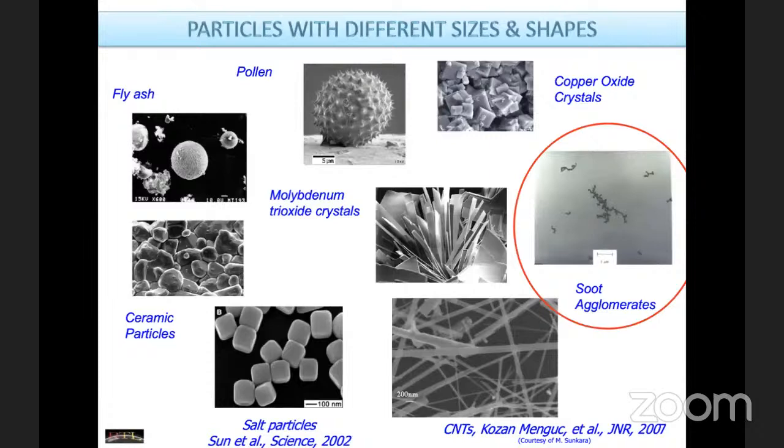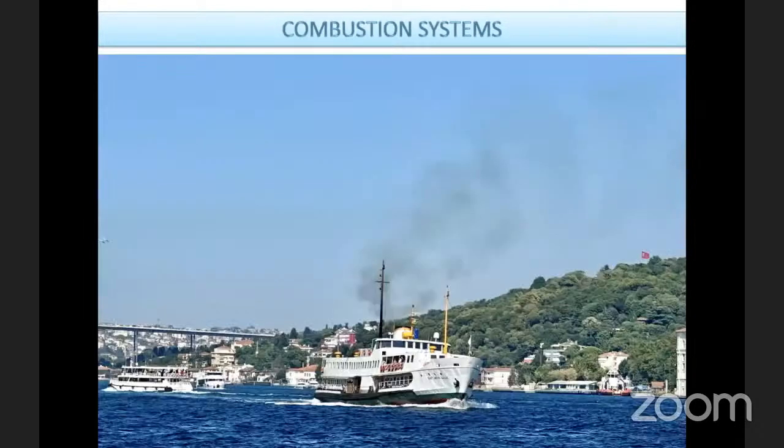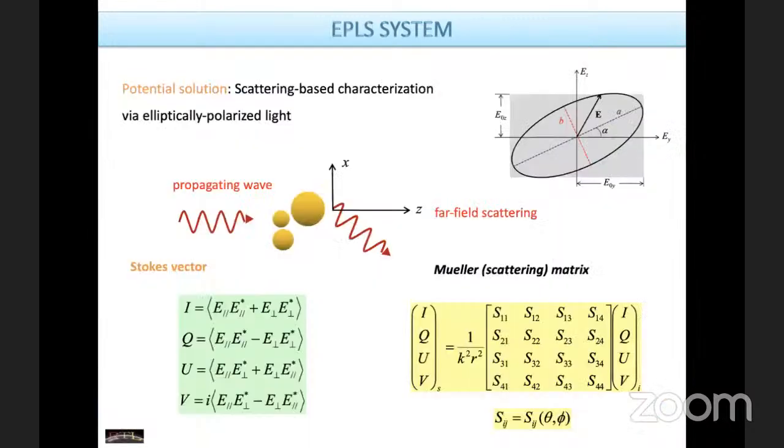Like the one that I circled here in red, the soot particles, and you see them everywhere, maybe at the emission of a vapor or bus or anywhere. This is fuel that you do not burn, and then you pollute the environment, and it also causes all kinds of disease in people, cancer, liver cancer, and so on. The bottom line is the physics.